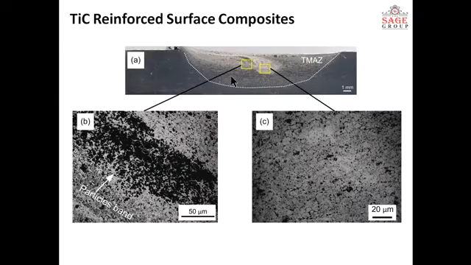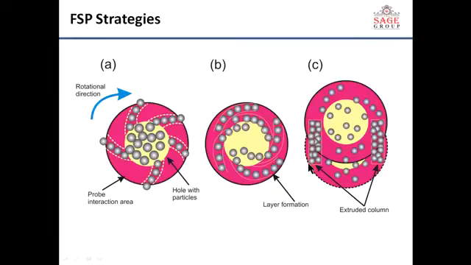It is similar in the case of TiC reinforcement, where there is some agglomeration or clustering of particles, whereas in this one there is a uniform distribution. You can see there is a uniform distribution of the reinforcement particles.